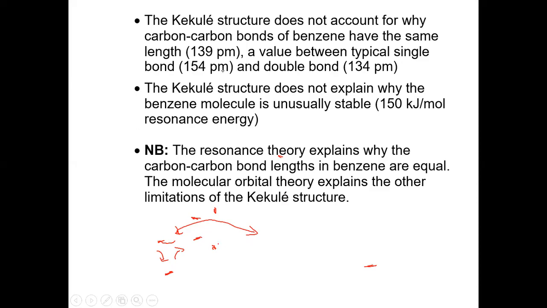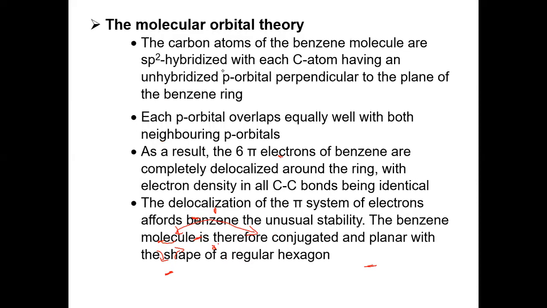Now, the last thing is that the Hückel structure does not explain why the benzene molecule is unusually stable. Benzene is an extremely stable compound, and the Hückel structure didn't give us any explanation as to why that happens, and that is another limitation, right? Now, the resonance theory explains why the carbon-carbon bond lengths in benzene are equal, and I think I've given a logical explanation as to why they are equal, right? And then the molecular orbital theory, which we are yet to do, will explain the other limitations, that is the stability and all.